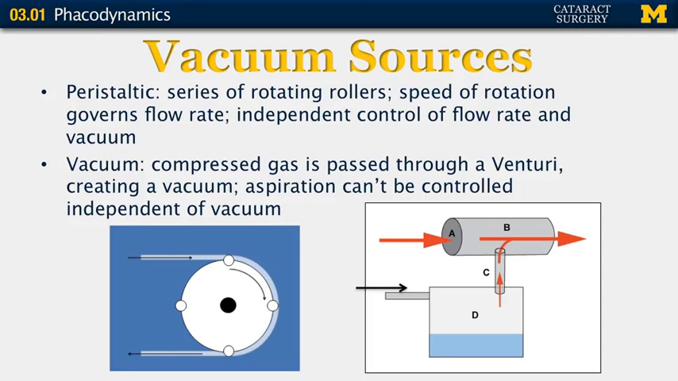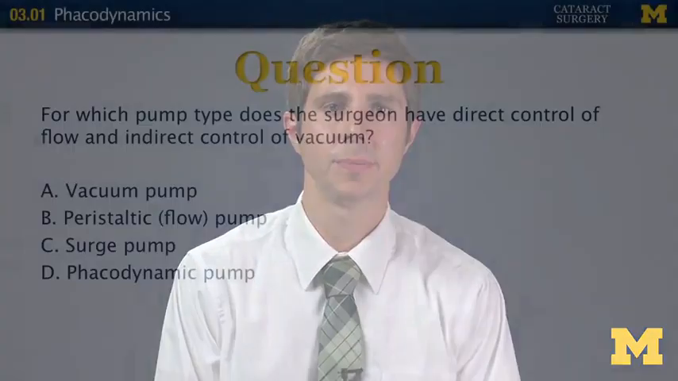In contrast, with a vacuum pump, the surgeon only sets the vacuum, and the flow rate is determined by other parameters within the eye. The vacuum is almost instantaneously achieved once occlusion is achieved on a nuclear piece. So in this case, the flow rate is secondary and can be modified by a variety of other factors in the eye. It's not set by the surgeon directly. So a question: for which pump type does the surgeon have direct control of flow and indirect control of vacuum?